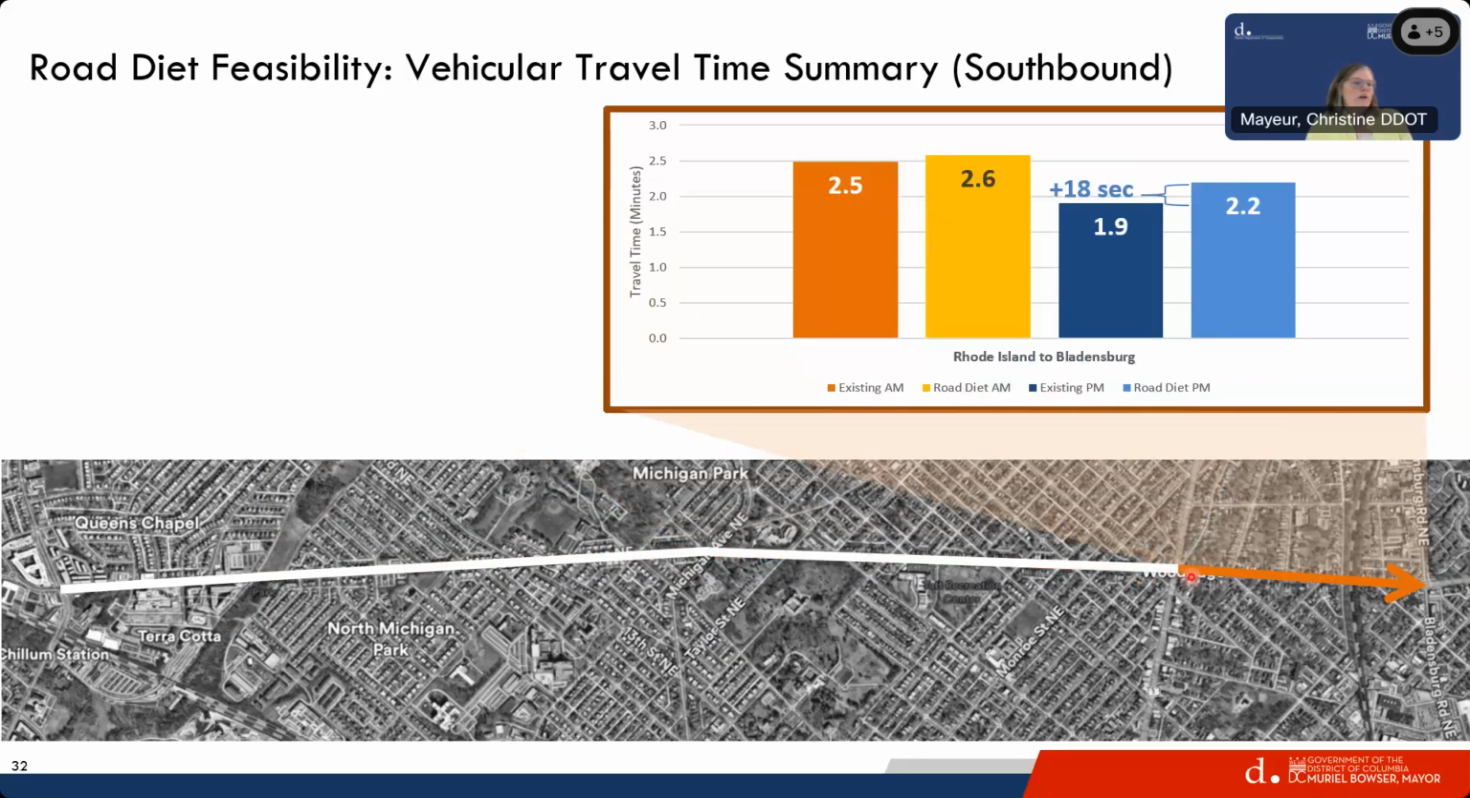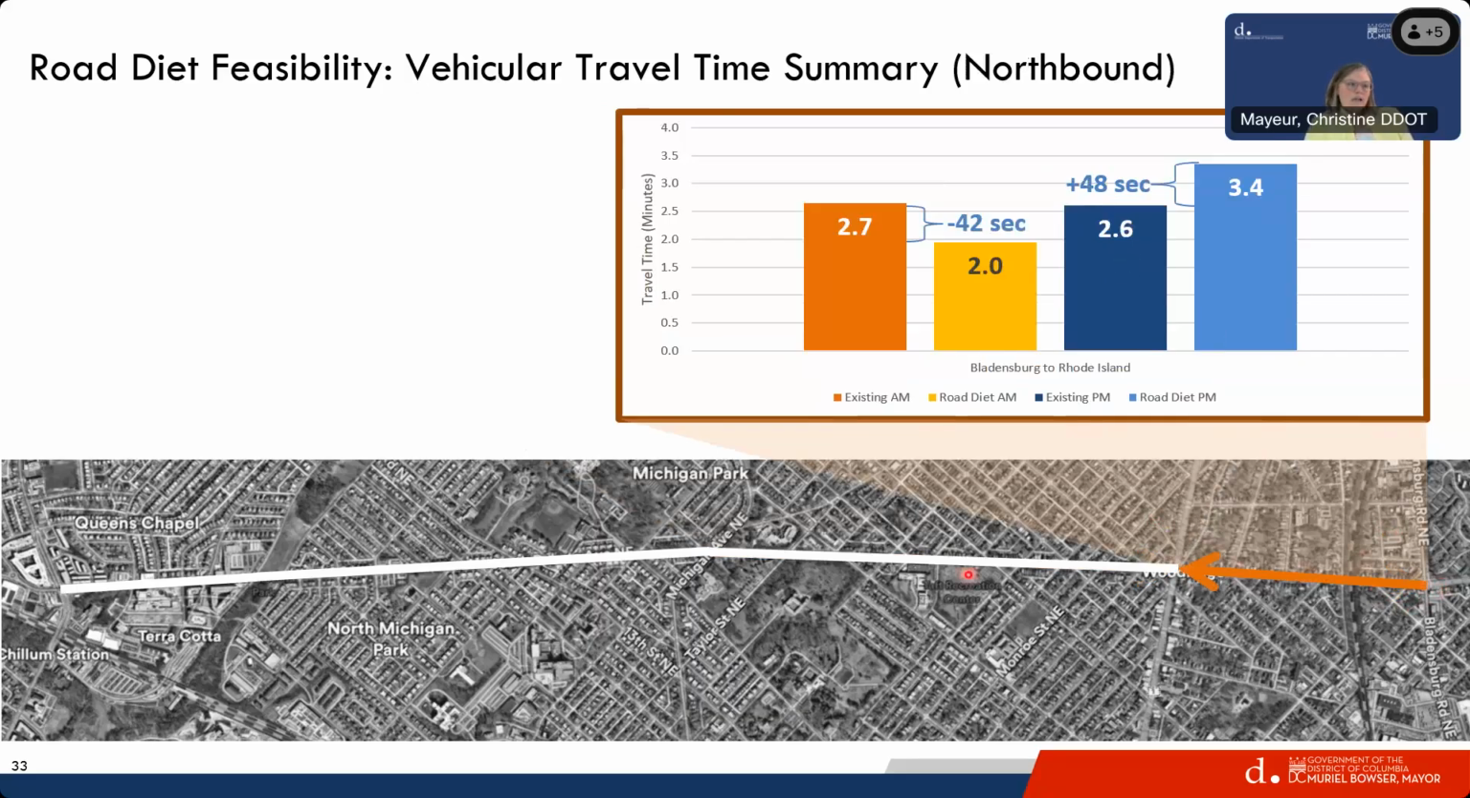And then finally from Rhode Island to Bladensburg, we see about the same in the morning. This tends to be a bottleneck, as you all probably know, in the existing conditions, so we continue to see it be about the same amount of time to get through. And then for the evening time frame, we only see about an 18-second increase to travel time.